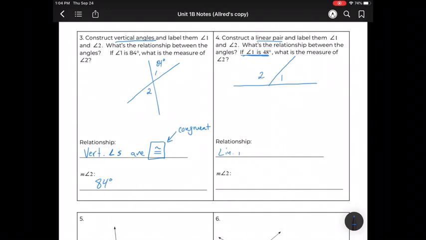And we need to say linear pair angles are, you can ignore the bell in the background. Linear pair angles are supplementary.